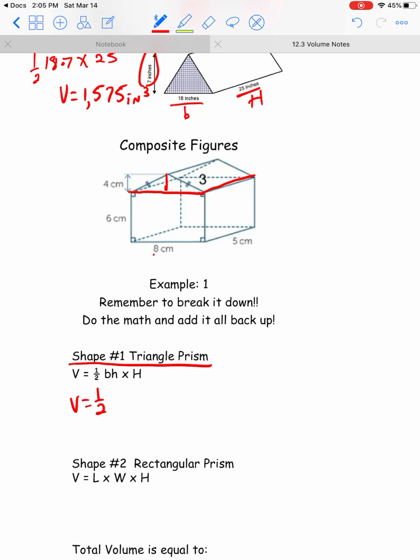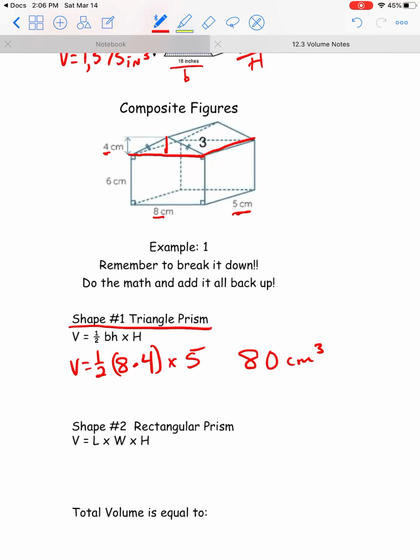So volume equals 1/2. Your base is going to match this 8. Get that out the way there. So 1/2, 8 times the little h, the 4, times the big H, which is going to match the 5. So what that's going to give you is this: 8 times 4, which is 32. If you divide it in half, or times it by 0.5, you're going to get 16. And then multiply that by 5, you're going to get 80 centimeters cubed.